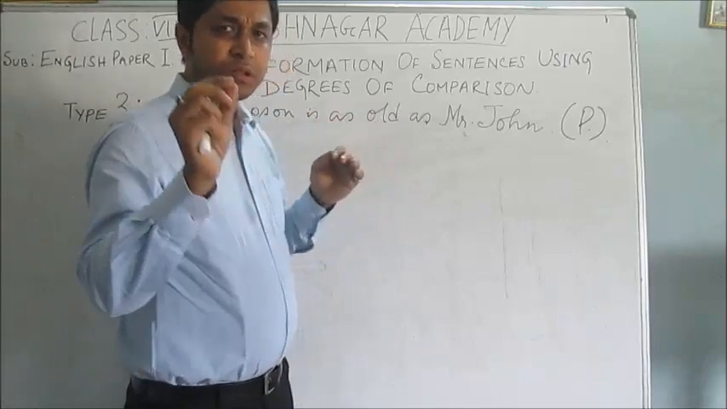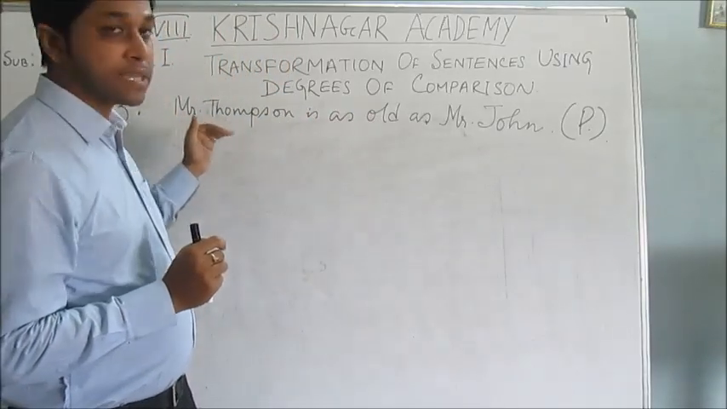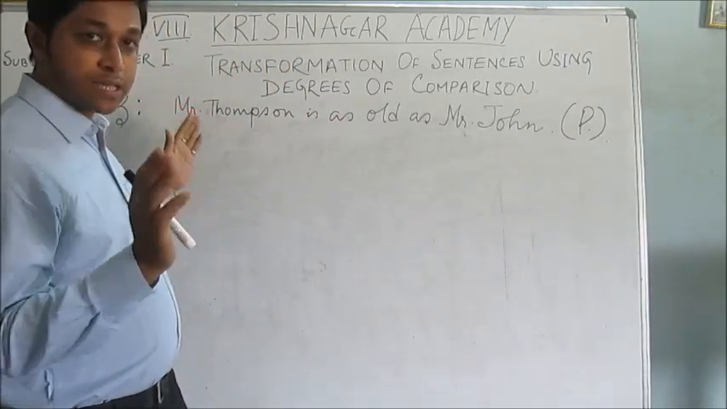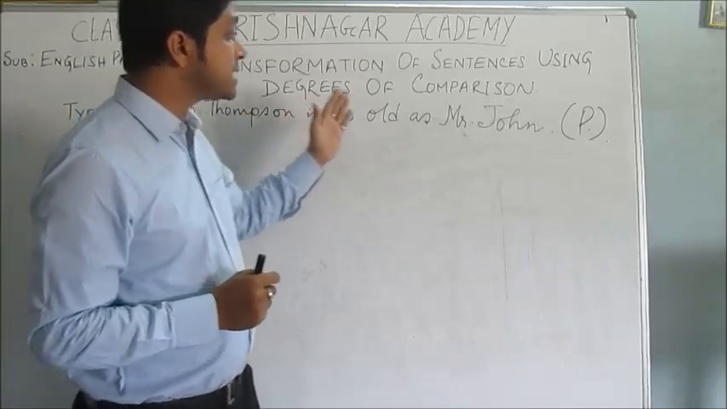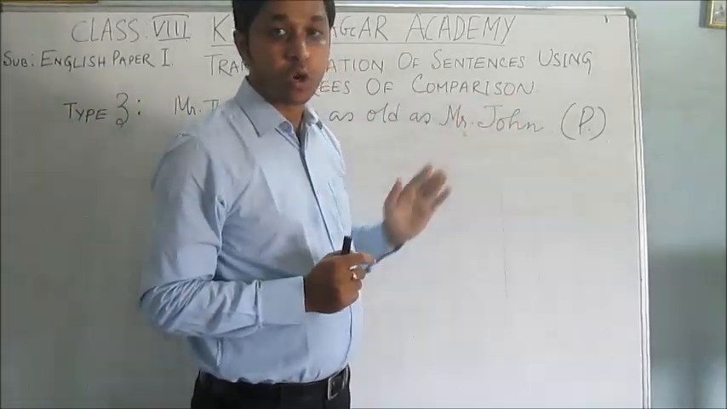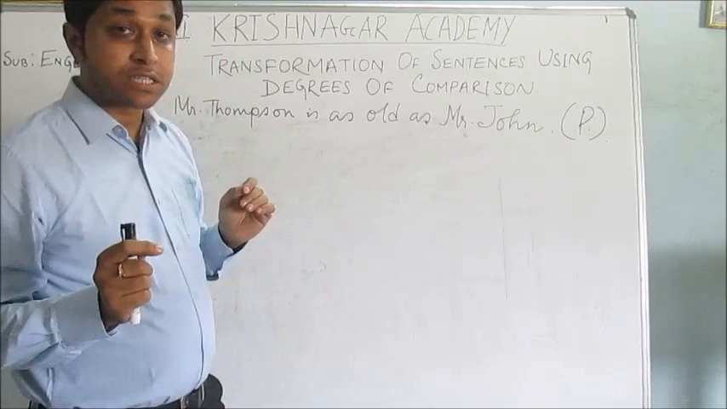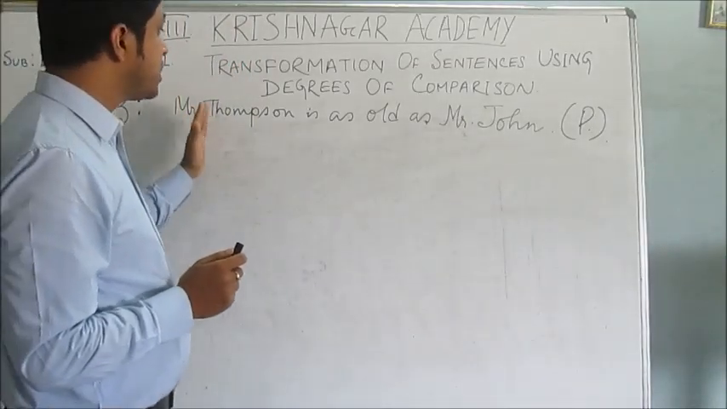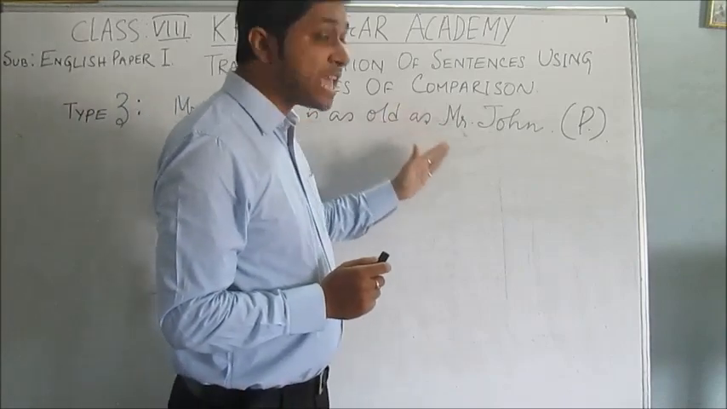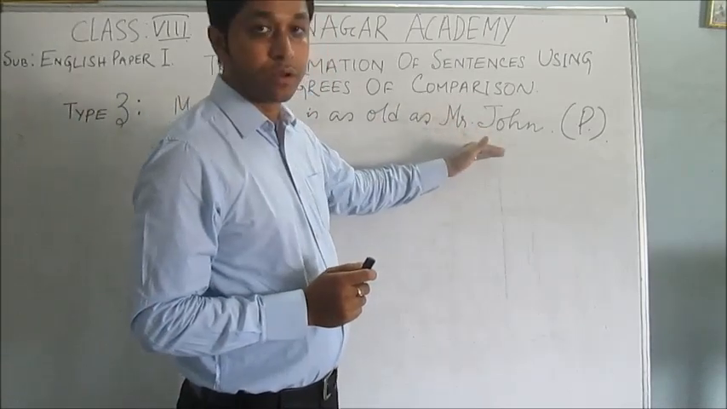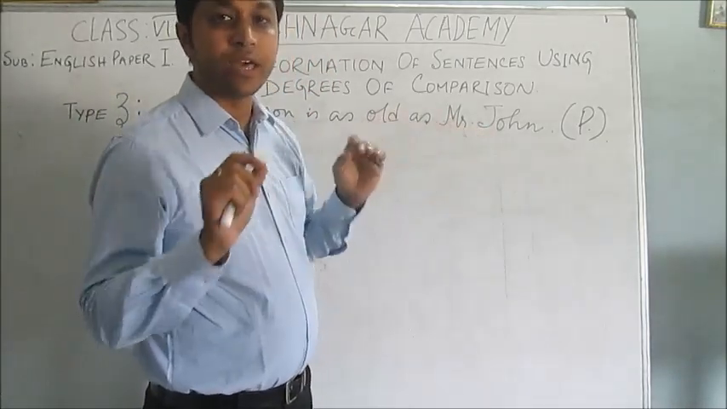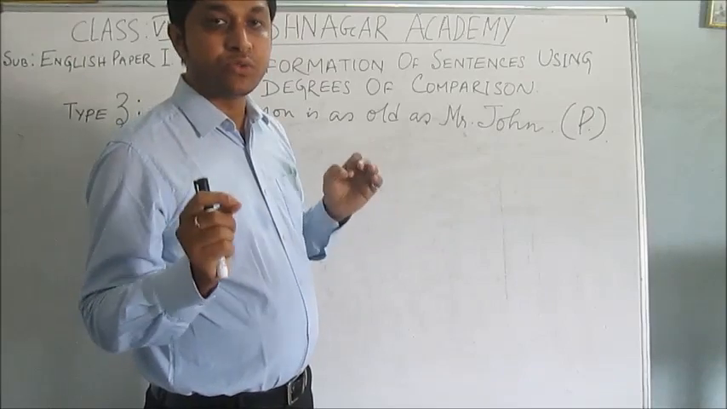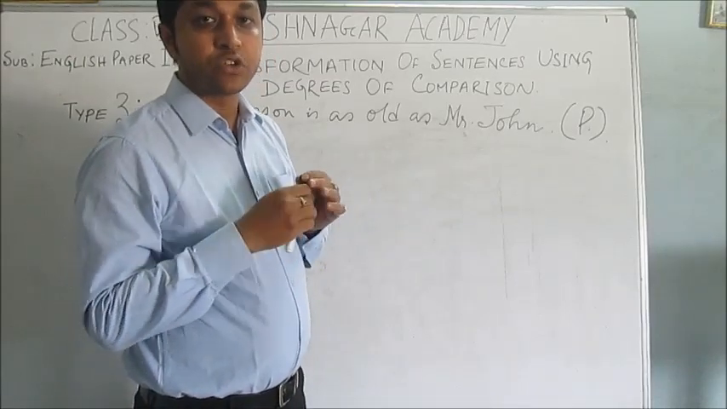Now, let us come to a bit explanation of this sentence. The sentence, once again I'll read it for you. Mr. Thompson is as old as Mr. John. What does this sentence mean? This sentence means that the age of Mr. Thompson is equal to that of Mr. John. Now, there's a very simple rule to transform this sentence into comparative degree.